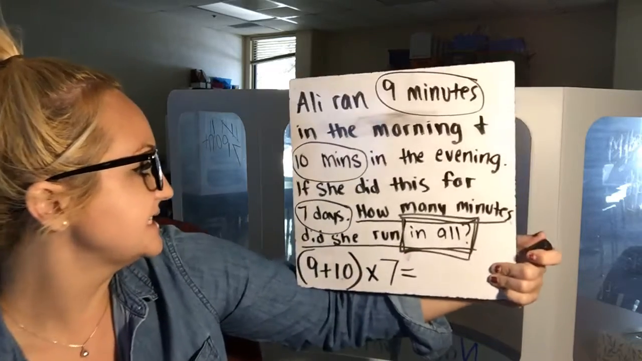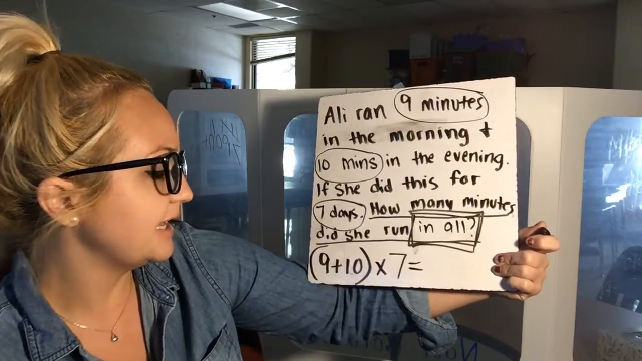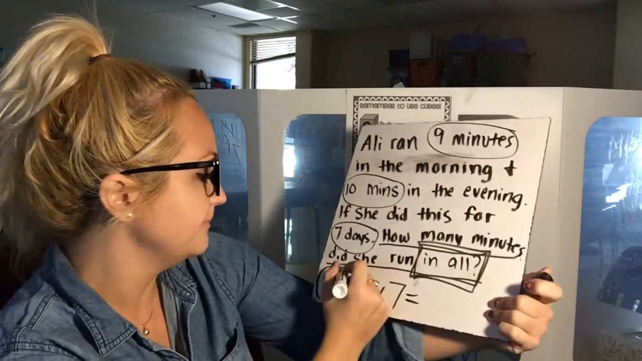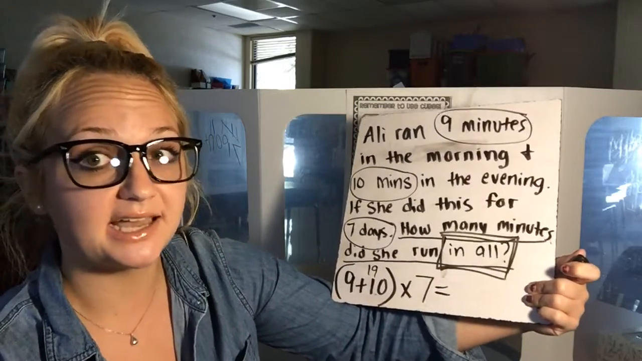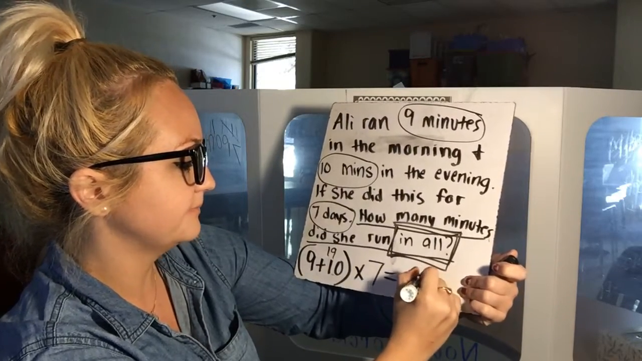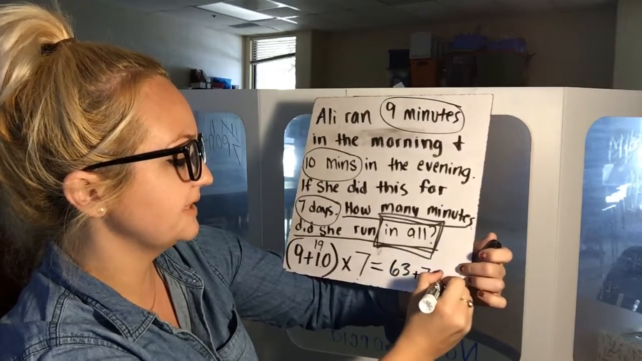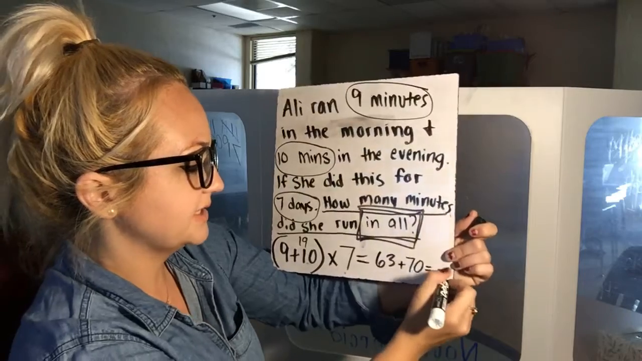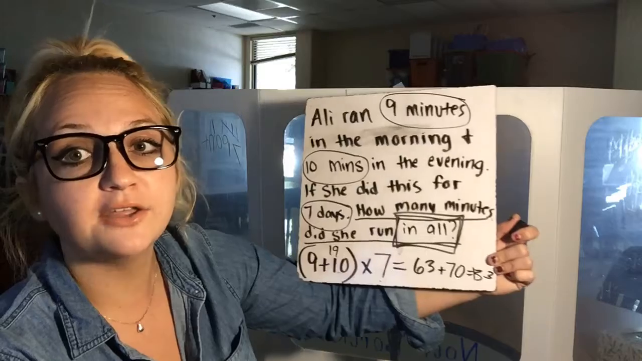Okay? Your last step in CUBES is to solve. So 9 plus 10. 9 plus 10 is 19 times 7. So I need to do each of these times 7. So 9 times 7 is 63. 10 times 7 is 70. If I put them together, that's 133.